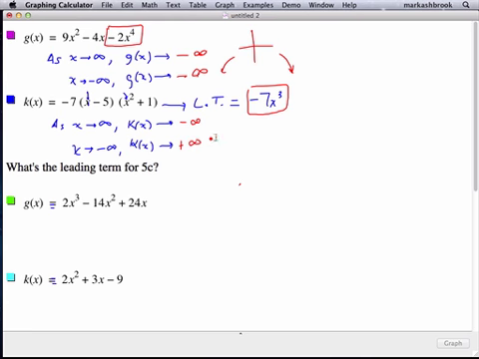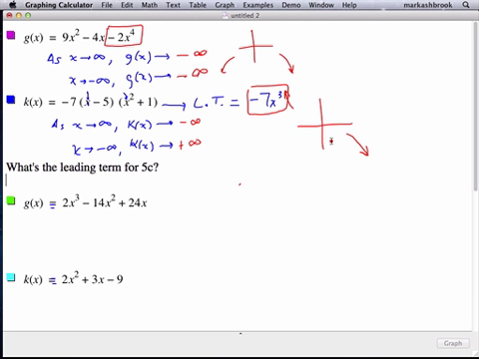So the end behavior of this one looks like, as we go out to positive infinity this way, we'll go down to negative like this. And as we go out to large negative x, y will be like this. So that's the end behavior for this one. Okay, so is end behavior starting to get a little better? Is that making sense? Questions on those? So what's the leading term for 5c?